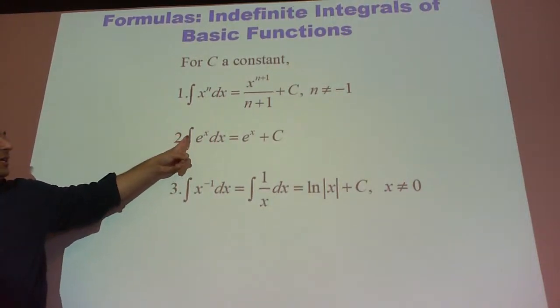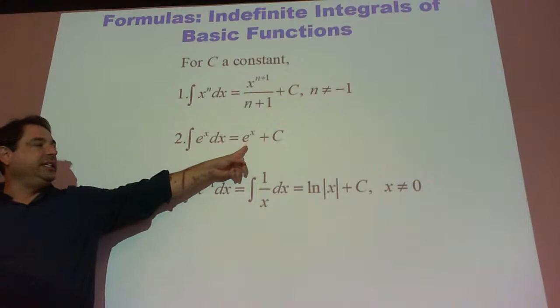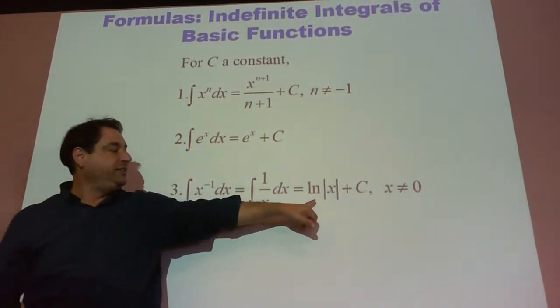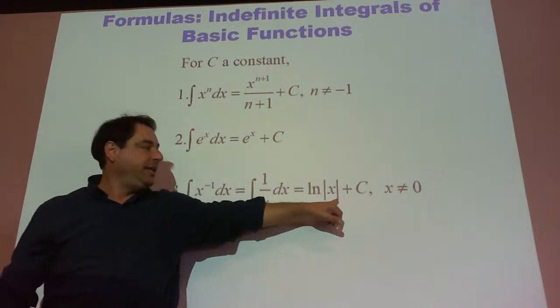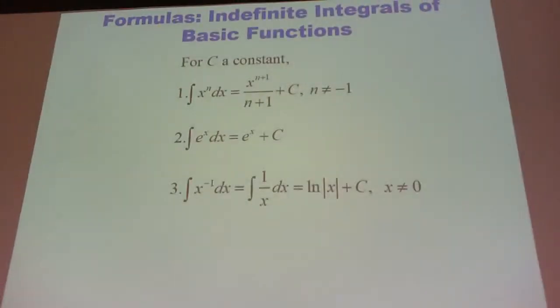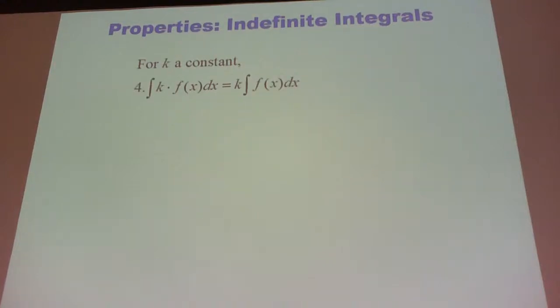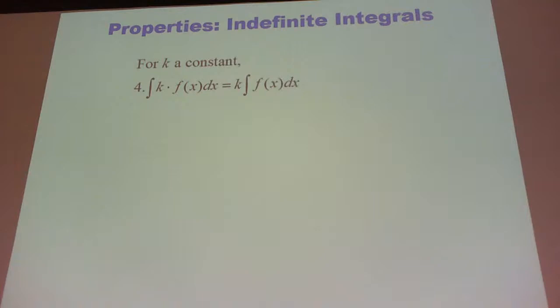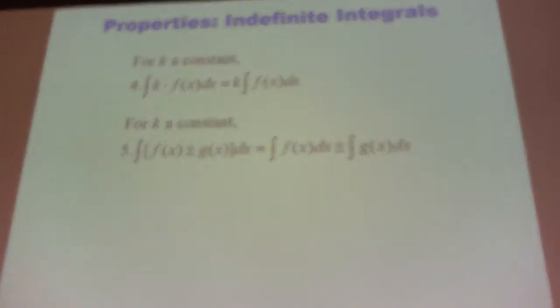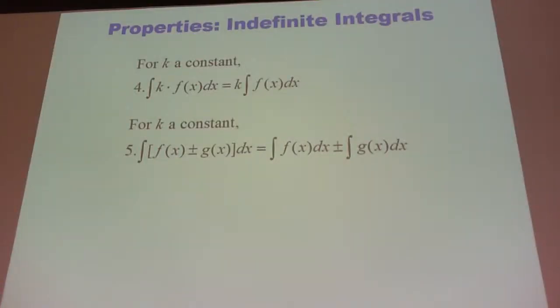You want to note the integral of e to the x is e to the x. The integral of x to the negative 1, which is 1 over x, is ln absolute value of x. And don't forget to put the plus c. And then the last one, number 4, if there's a number in front, just like with derivatives, you pull that number out. And if you're taking the integral of a few different things, you take the integral of each one.